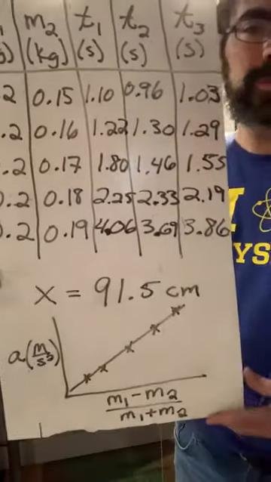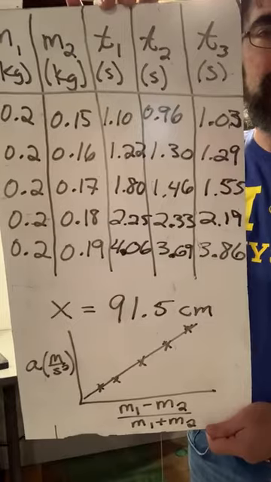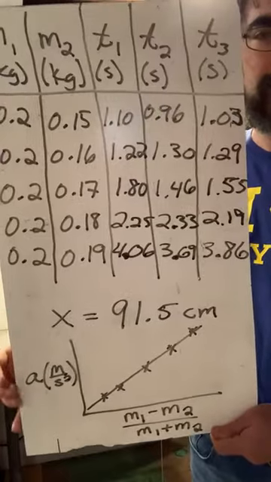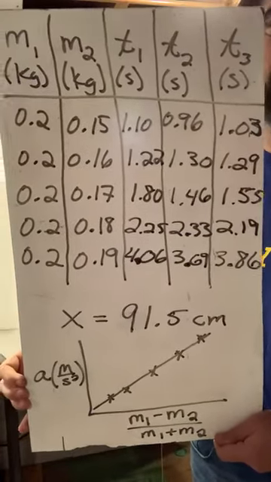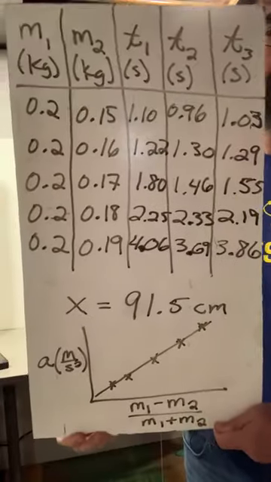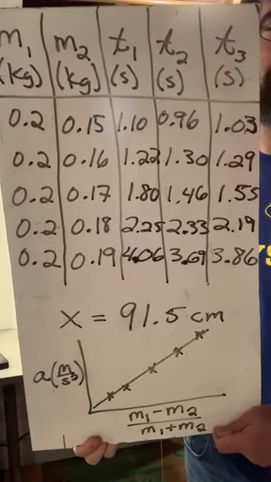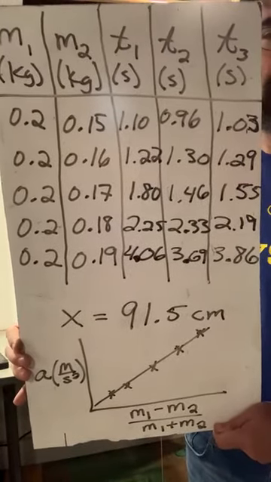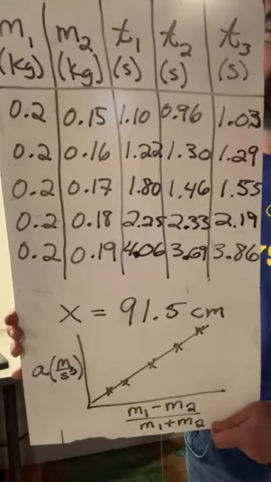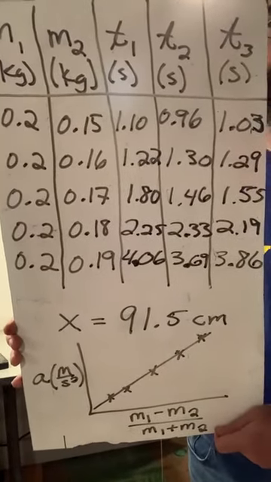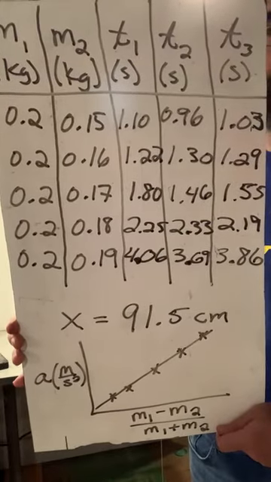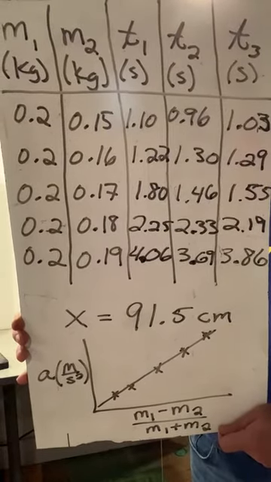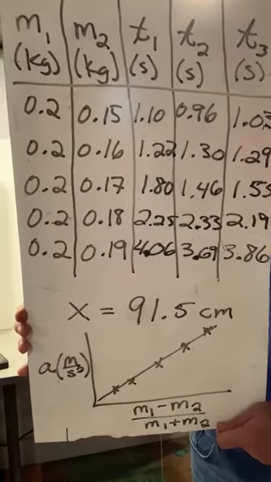And so what I want you to do is to average the times, get an average time for each set of masses, calculate the acceleration from kinematics, and then make a plot of the difference in the masses divided by the sum of the masses, and then plot that against the acceleration, and you should get a linear plot. And from the equation at the beginning of this video, you should be able to extract the slope, which is 9.81 meters per second squared, or hopefully close to that value.